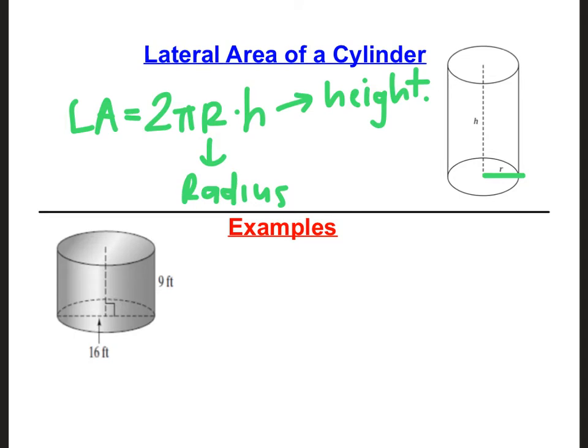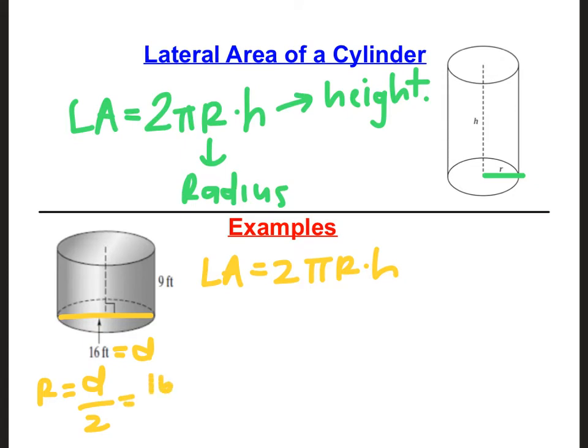We're going to go ahead and use that to find our lateral area for the first one. So we're going to do LA equals 2 pi r times h. Again, my radius, it says the whole thing is 16. Notice it has a line all the way across. So this is actually my diameter. Remember, your radius is your diameter divided by 2. So I'm going to do 16 divided by 2 to get 8, and that is what we're going to use for our radius. Our height is already given to us, so h is 9.